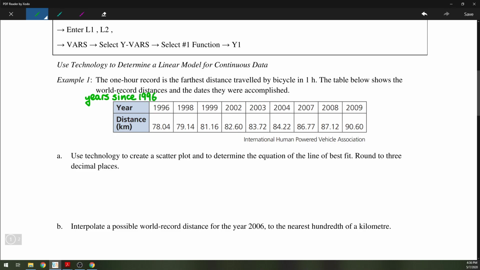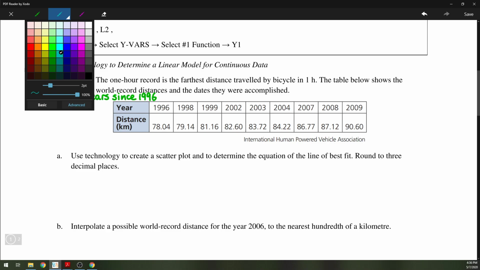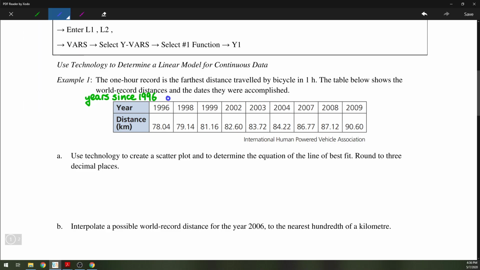So of course, the first number here we have 0 years since 1996, and then 98 was 2 years after, 99 3 years after, and so forth. We have 6, 7, 8, and then 2007 was 11 years since 1996, and then we have 12 and 13. Now for the distance, there's not much we can do. We're not going to subtract and say distance more than 78.04 in this case. We're just going to leave it as is.